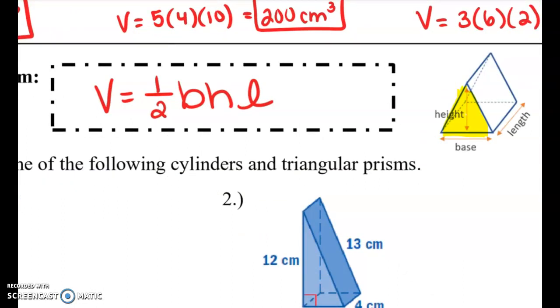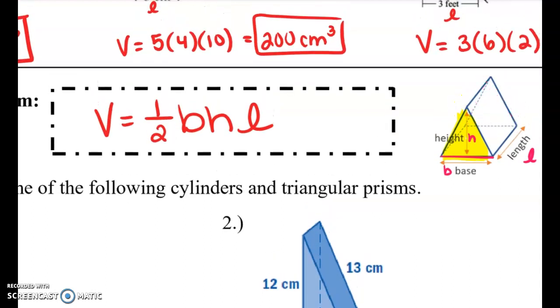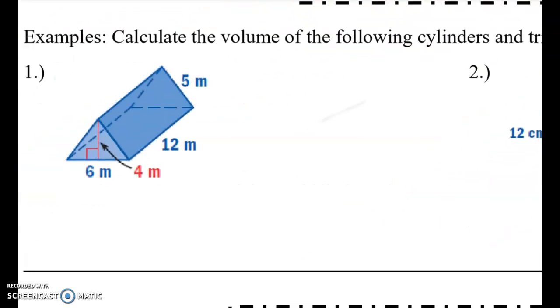So the height is how tall it is from top to bottom, so basically the height of the triangle. The base is the base of the triangle, the bottom here of the triangle, and the length is what we call the distance between the two triangles. See how you have a triangle in the front and a triangle in the back? So it's the distance between those two triangles. Basically, you're multiplying the three numbers together and multiplying by 1/2.